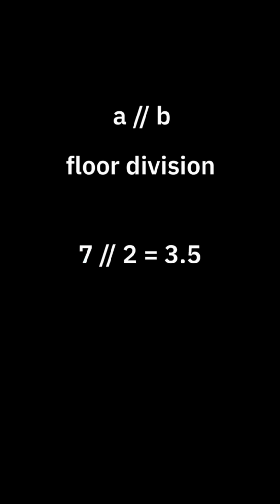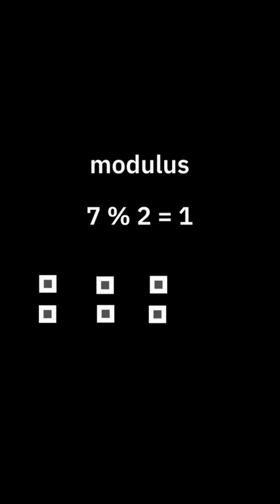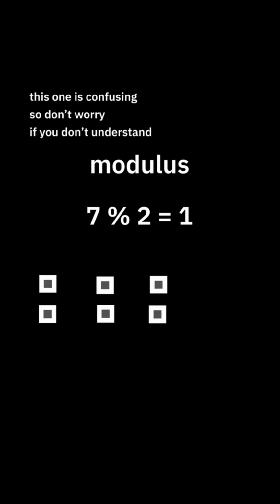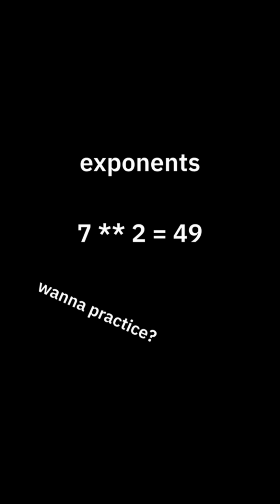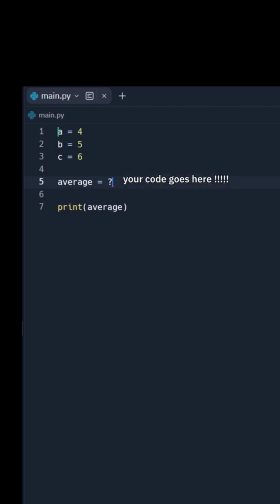Here are some less basic operations. Floor division. Divide, then round down. Modulus. Divide, but take the remainder. This one is confusing. Don't worry if you don't understand. And exponents. Want to practice? Calculate the average of these numbers using only Python, and in the next part, functions.